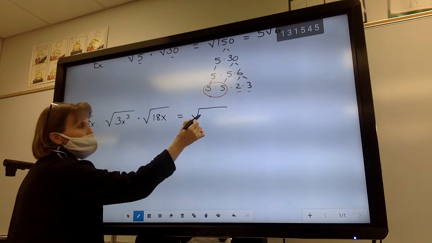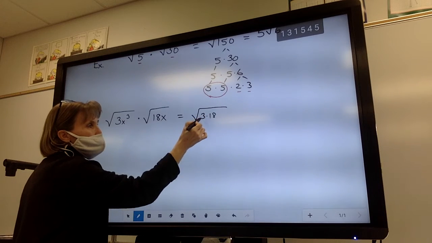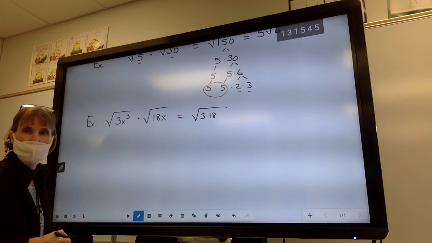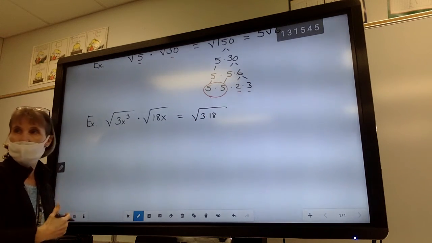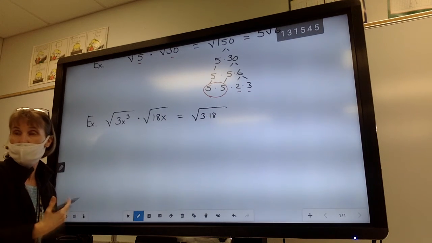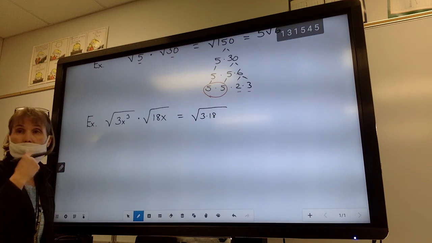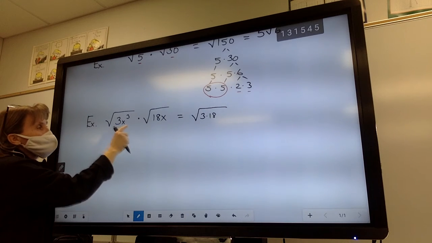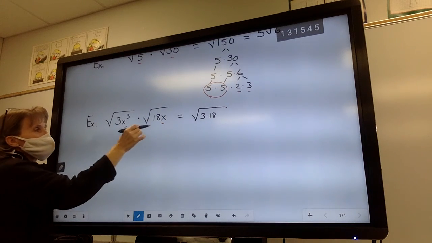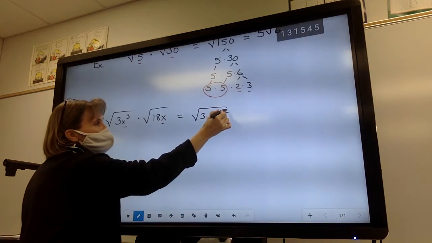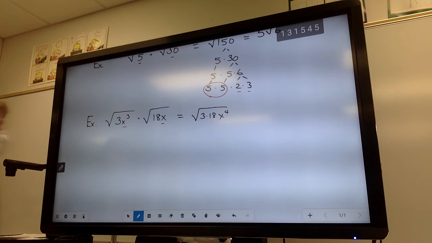So I can just say, well, this is 3 times 18, and I'm just going to leave it in those two factors to begin with, because I have to break the factors down anyway. So you don't have to actually multiply those together. Now with the variables, I would go ahead and multiply those. And yes, we add exponents when we multiply. So that is an x to the 4th.